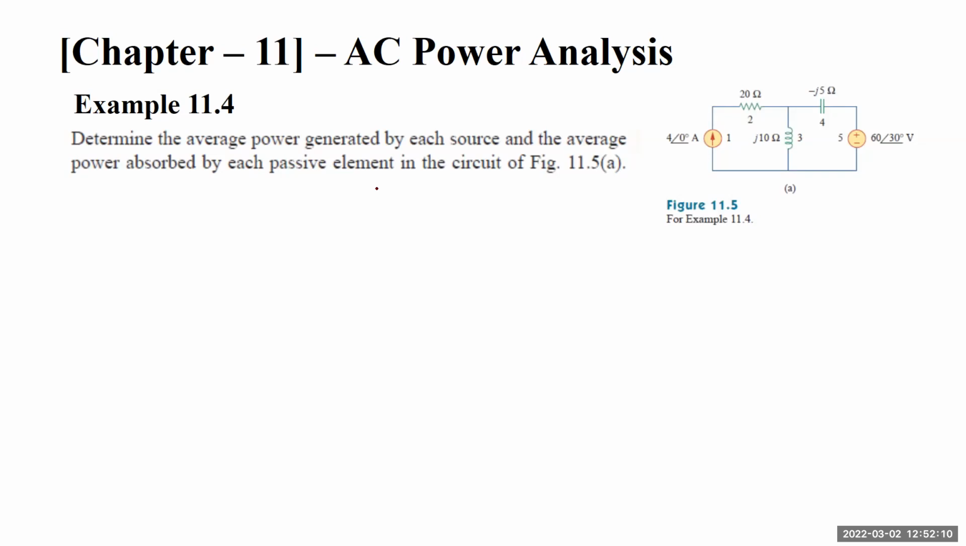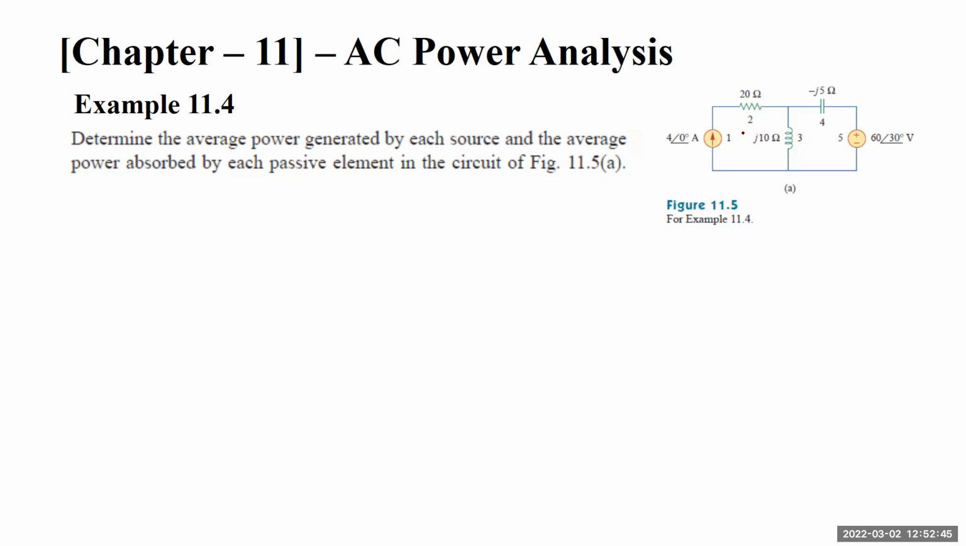In this example, we are asked to determine the average power generated by each source and the average power absorbed by each passive element in the circuit. So we have multiple sources in this circuit: a 4 ampere current source and a 60 volt, angle of 30 degree voltage source. And we have three different components: a resistor, inductor, and a capacitor. So we have technically 5 different elements in the circuit, and we have to find out what power is generated and what power is being absorbed.